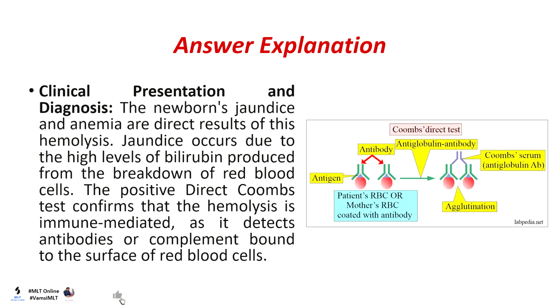Clinical presentation and diagnosis. The newborn's jaundice and anemia are direct results of this hemolysis. Jaundice occurs due to the high levels of bilirubin produced from the breakdown of red blood cells. The positive direct Coombs test confirms that the hemolysis is immune-mediated, as it detects antibodies or complement bound to the surface of red blood cells.